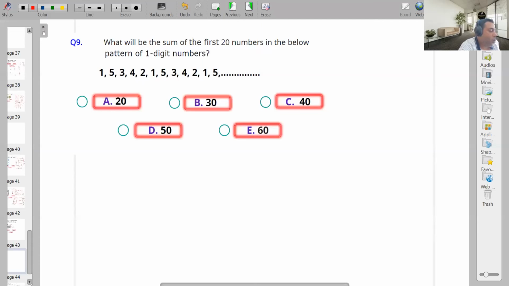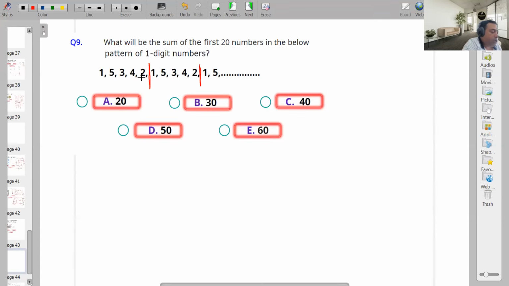Question 9. What will be the sum of the first 20 numbers in the below pattern of one-digit numbers? So we see here that there is a pattern of numbers and it's asking for the sum for the total of the first 20 numbers. The pattern goes 1, 5, 3, 4, 2, and then again 1, 5, 3, 4, 2, 1, 4, 2. So we see here that the pattern repeats after every 5 terms, and every 5 terms has got 1, 5, 3, 4, 2.